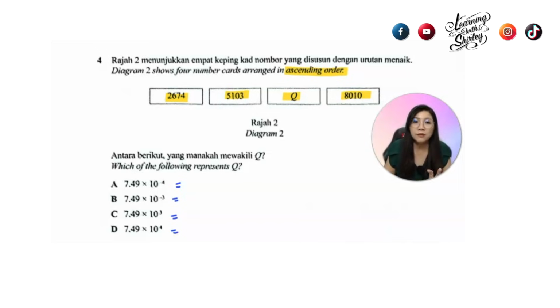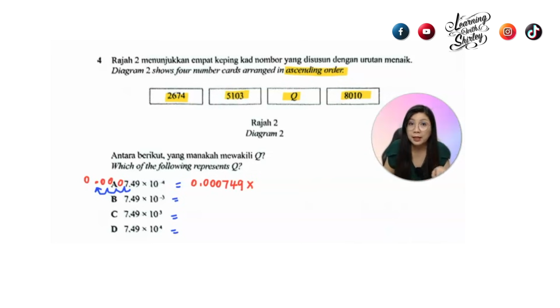Let's look at the first option, A, 7.49 times 10 power negative 4. If it's power negative 4, it means we move the decimal point 4 spaces to the left. 1, 2, 3, 4. Then the point will be here, then 0, 0, 0, 0, so we get 0.000749. This cannot be the answer, because it's not in the thousands. So this is wrong.